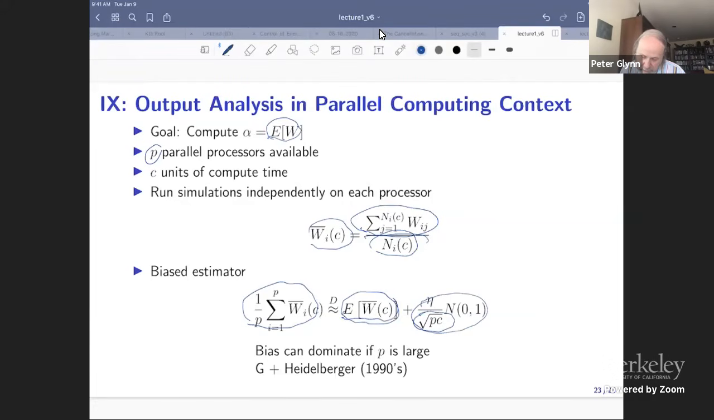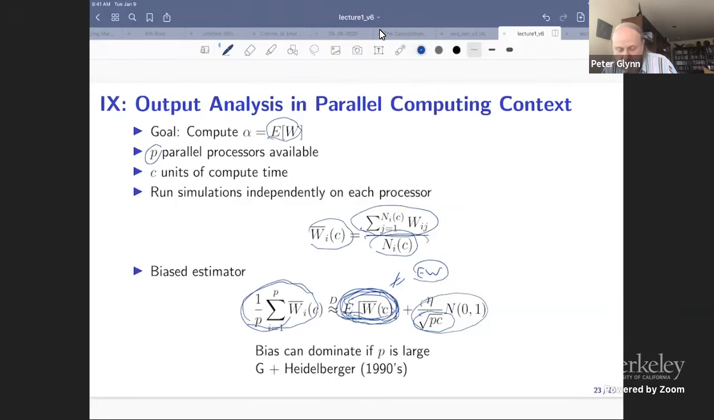But now we have to look at this quantity here, and we can see that if the number of processors P is large, it could be that this bias, the expected value of W bar of C, is not exactly equal to the quantity that we're trying to compute. So when P is large, what you're computing by averaging all these different quantities may be dominated by the bias, by how far away this expected value is from the true thing you're trying to compute. This bias issue, which arises because W bar of C is a biased estimator, can complicate the analysis in these types of massively parallel computing environments.